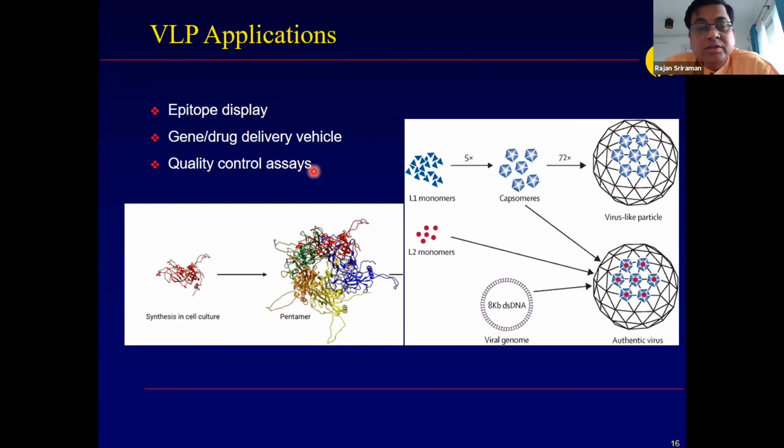And last but not least, quality control assays can also be performed. In fact, a lot of coronavirus quality control assays are being performed by pseudovirus, which is nothing but a virus-like particle containing a pseudogenome, a reporter genome. So a VLP can also be utilized for creating a quality control assay.